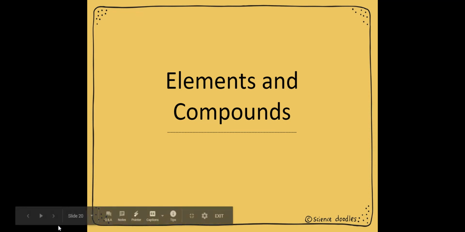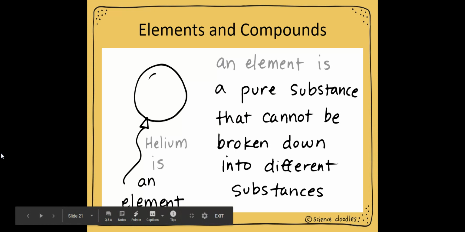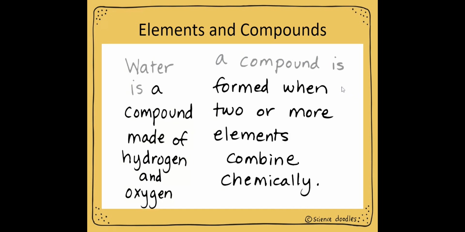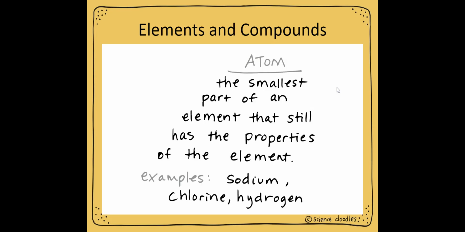Now we are going to explore some elements and compounds a little deeper. So an element is a pure substance that cannot be broken down into different substances. Helium is an element, and helium goes inside of a balloon. Water is a compound made of hydrogen and oxygen. A compound is formed when 2 or more elements combine chemically. So an element stands alone, it's by itself, and compound is bringing 2 or more elements together chemically. An atom is the smallest part of an element that still has the properties of the element. Example, you have sodium, chlorine, and hydrogen.